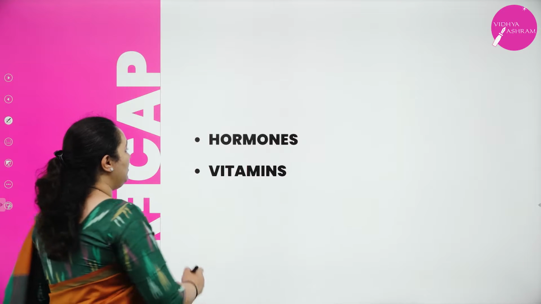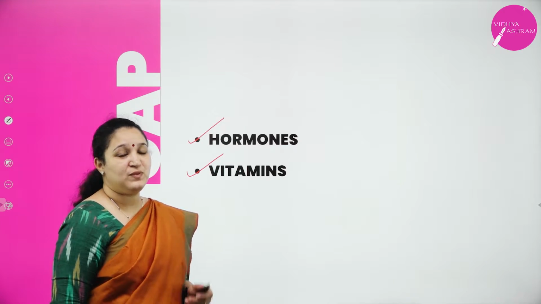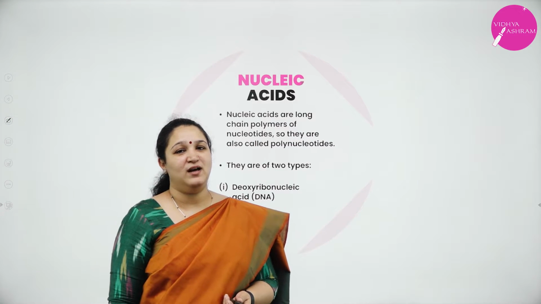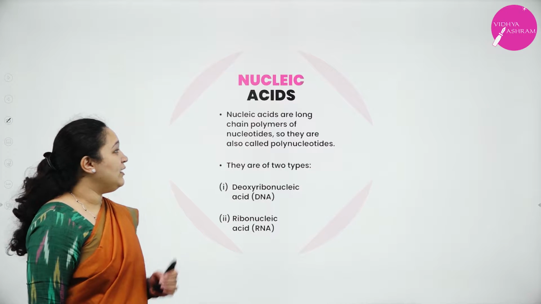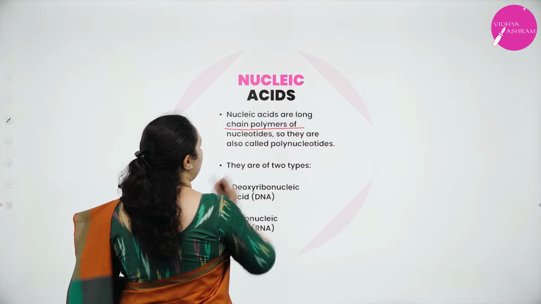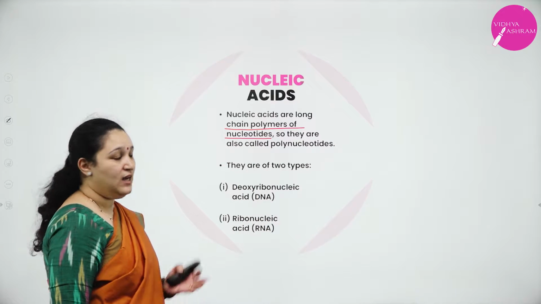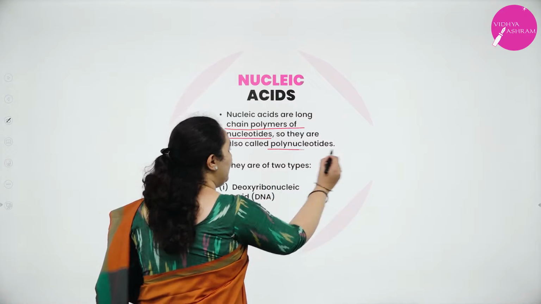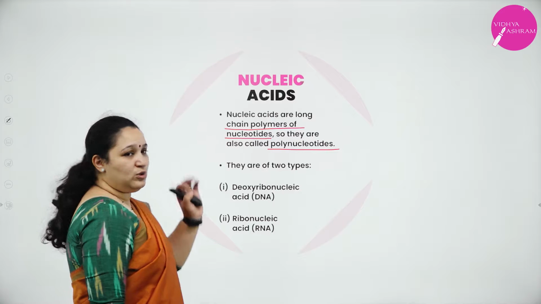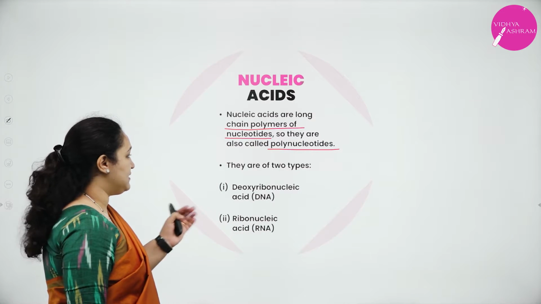We studied about hormones as well as vitamins. Today we have the topic nucleic acids. What are nucleic acids? Nucleic acids are chain polymers of nucleotides. They are also called polynucleotides. Okay. What are nucleotides? I shall explain in the further slides.